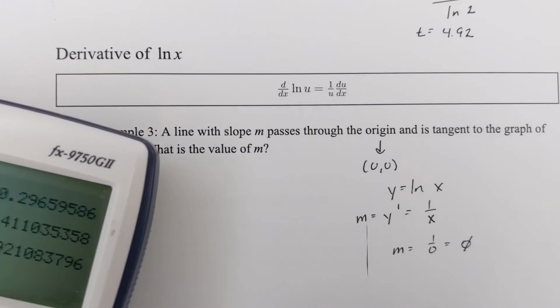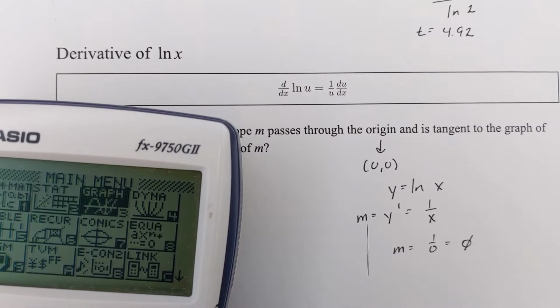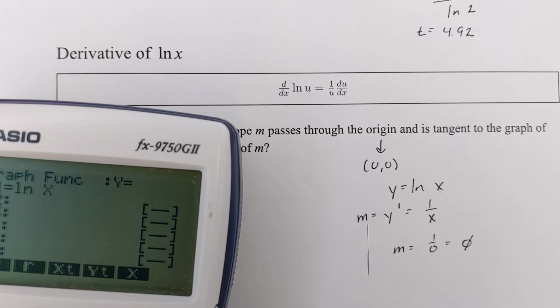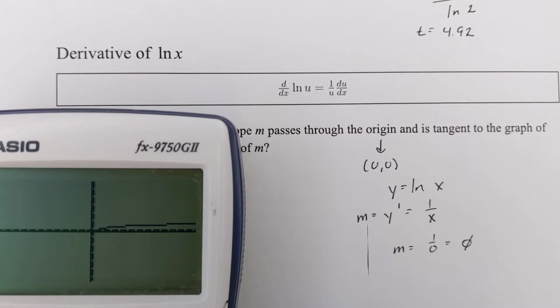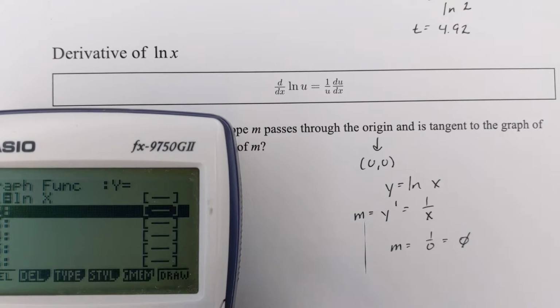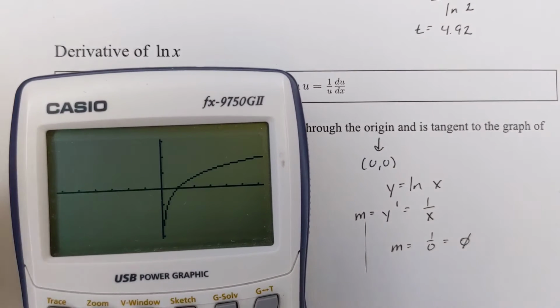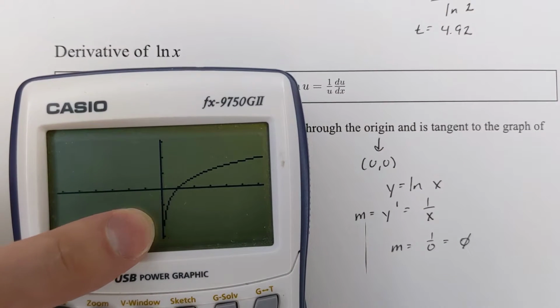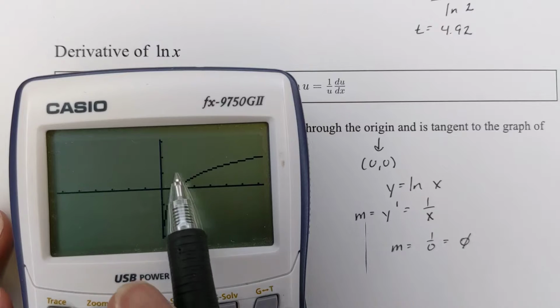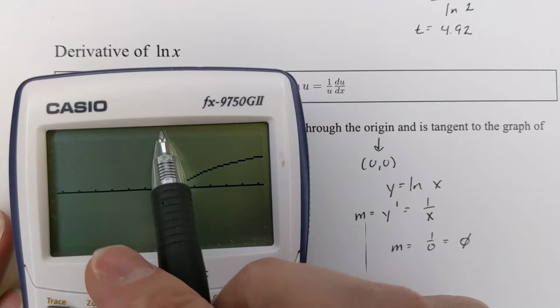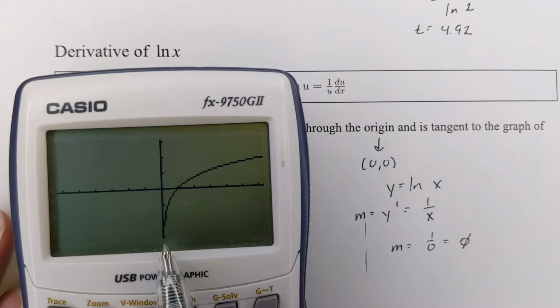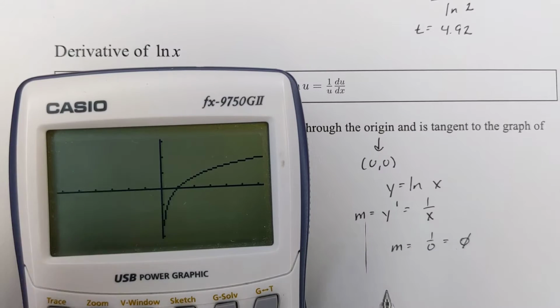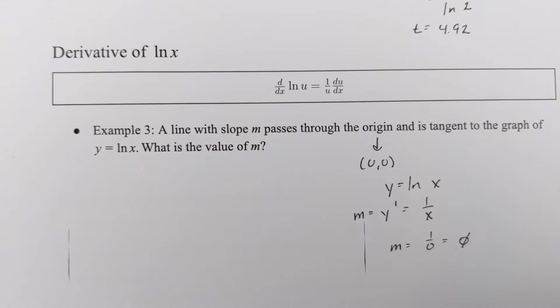If you look at the graph of ln x, you can kind of see that it falls down. It actually never goes past 0, so the line becomes vertical and it runs essentially right next to the x-axis, or right on top, sorry, of the y-axis. So a vertical line has to have an undefined slope.